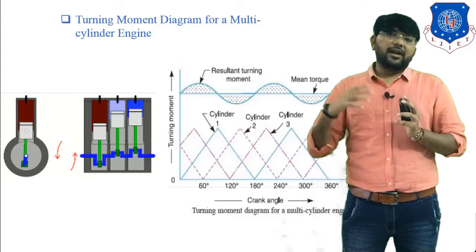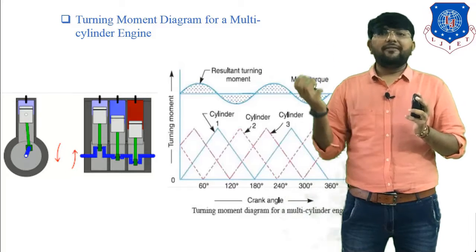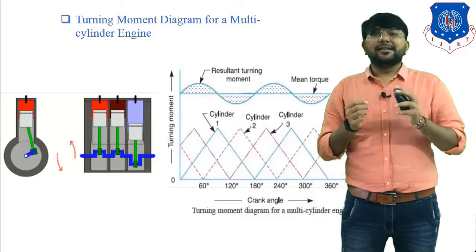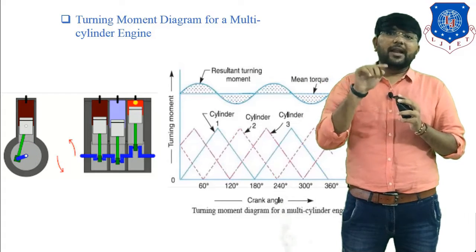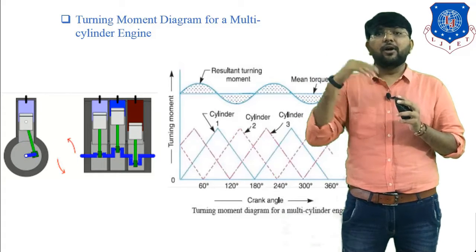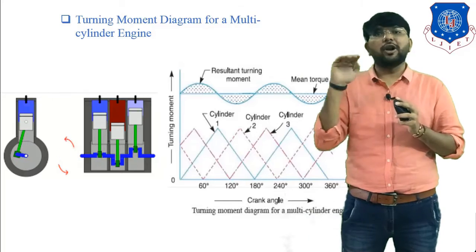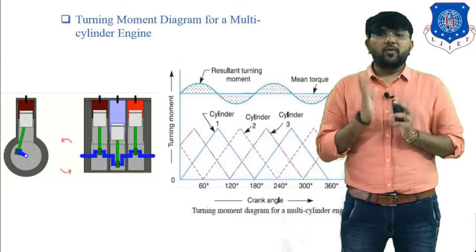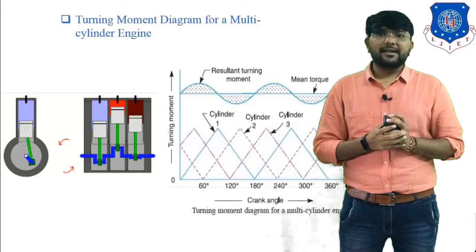Clear? So in the multi-cylinder engine the flywheel gains more energy, so the fluctuation of speed is very small. That's why the positive loop and negative loop stay continuously between the upper and lower sides of the mean resisting torque line. Clear? So this is the turning moment diagram for the multi-cylinder engine.